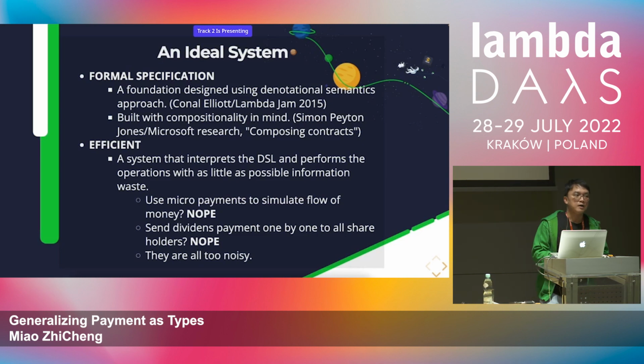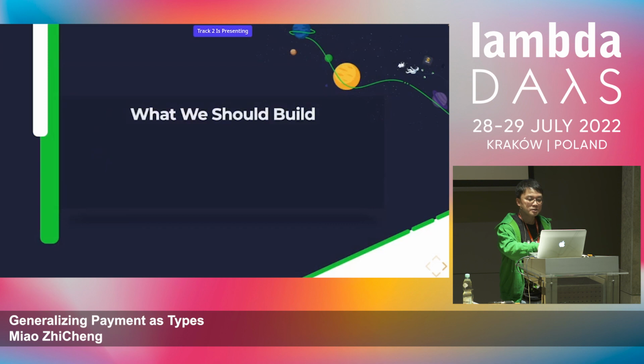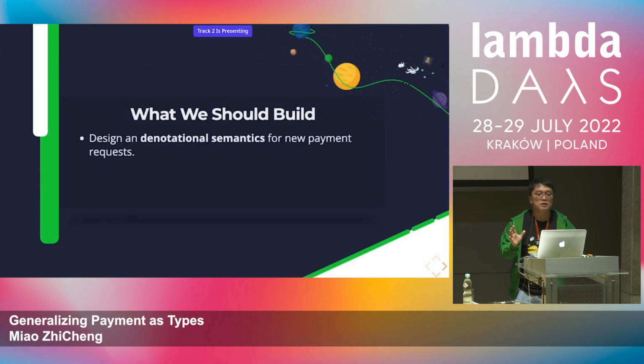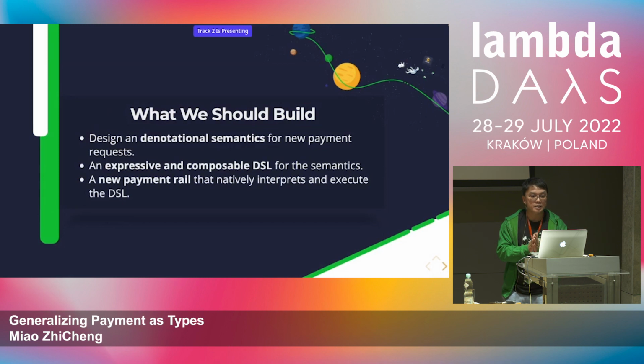So that's what I want to show you today, how to model that using a toy model, a specification, however you call it. So what we should build is: design a denotational semantics for the new payment requests, an expressive and composable DSL for the semantics, and lastly, a new payment rail that natively interprets and executes the DSL with the four types of semantics I mentioned, right? One-to-one, one-to-n, instant, streaming, two by two, four types in general.